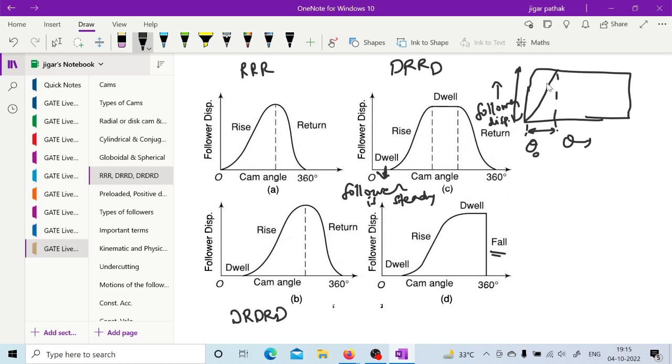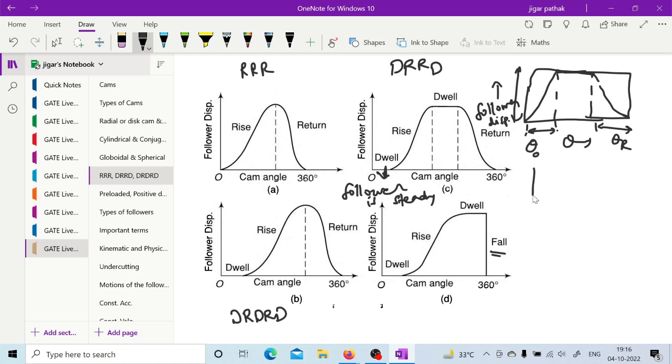And then dwell means the follower is not going to have any motion, so the follower will remain steady during that particular rotation of this cam, and again it can return, right? So this may be the return of the follower. So again, as you can see, the displacement graph will go down because of its return. So this you can consider as return stroke. So outward stroke and return stroke you can consider. So this is how you are having this follower motion.